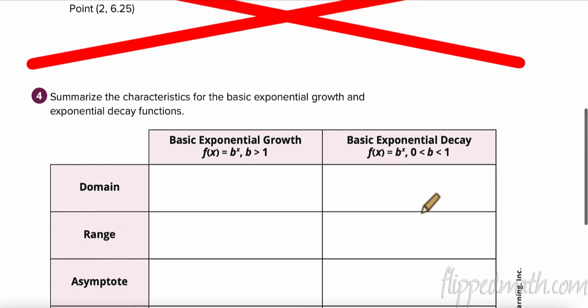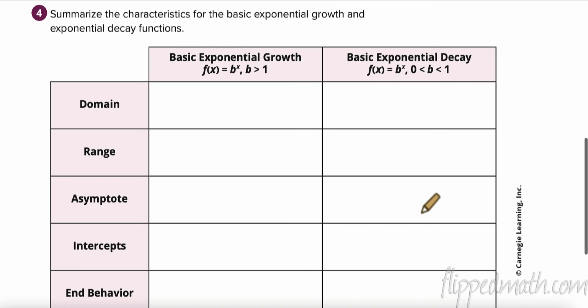All right, let's go down here. We want to summarize the characteristics of these things. All right, so let's take a look. The basic exponential growth one. So that looks like this. And we're talking basic, no a value. So it goes through the point 0, 1 and it increases forever, right? So my domain goes from negative infinity to positive infinity. My range, there is an asymptote here, right? So my lowest value here for my range is 0 to positive infinity, goes up forever. My asymptote is at y equals 0.